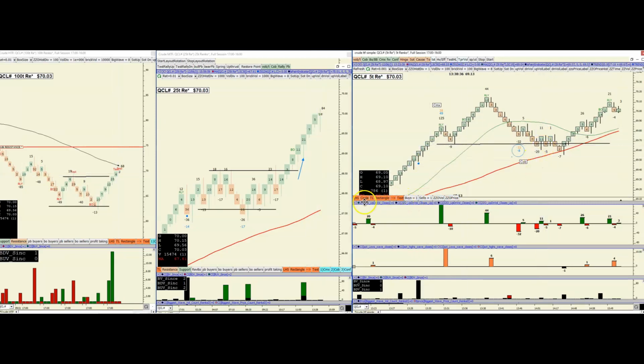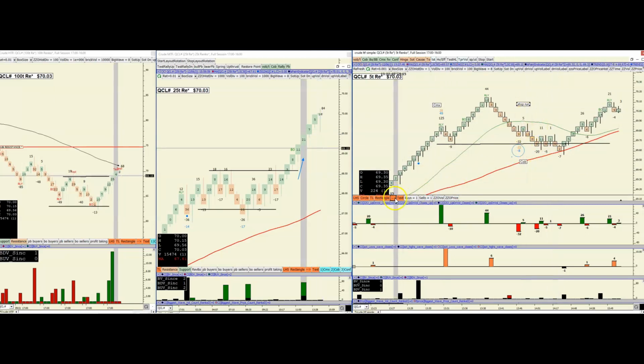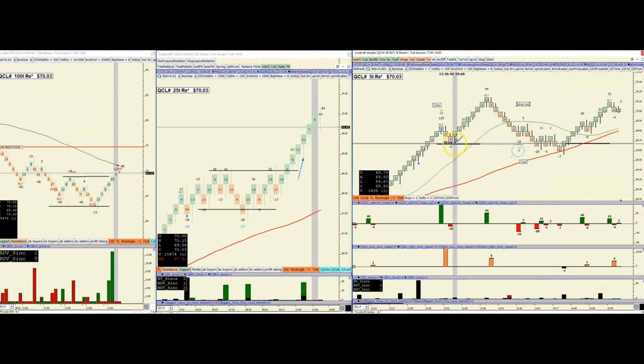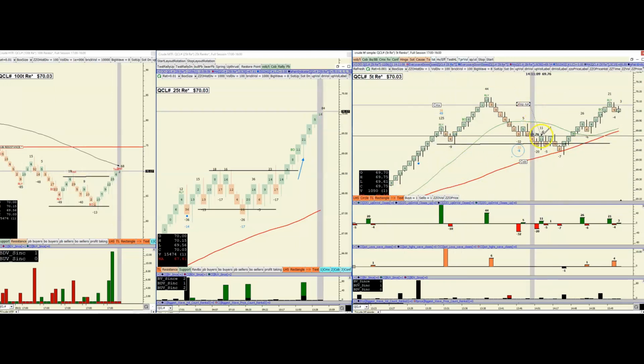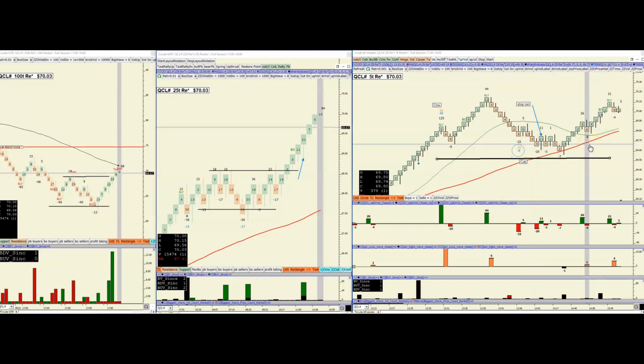It's a short, not short, what is it? Stop run. Where's the stop run? There are two spots. When it goes below this low, it runs the stop right here. Then when it goes below the low, look at the numbers. Look at how they increase on the up.